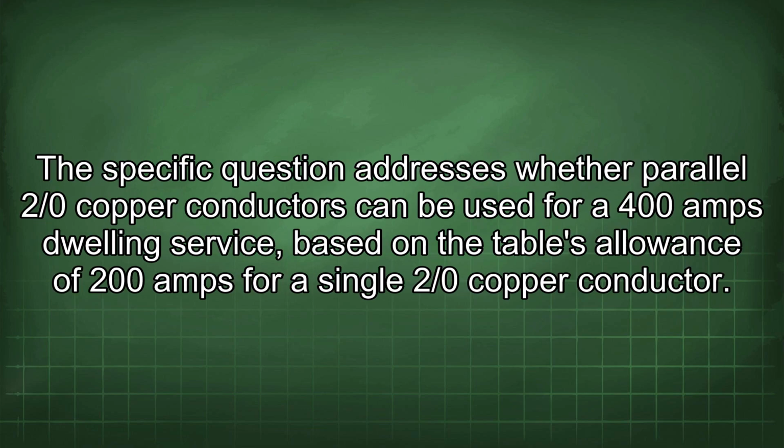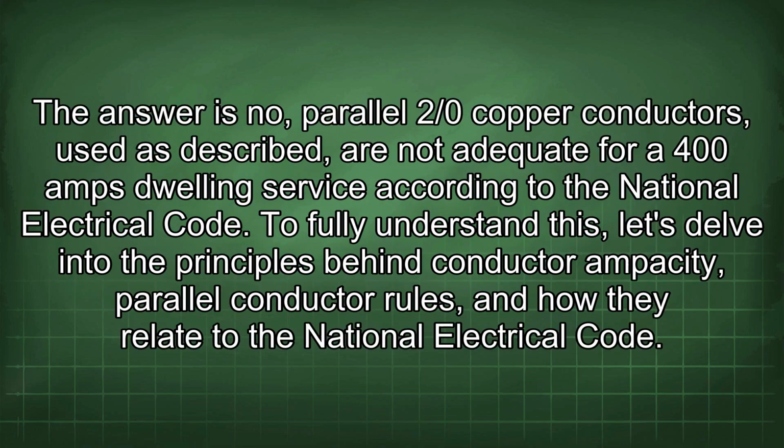The specific question addresses whether parallel 2/0 copper conductors can be used for a 400 amp dwelling service, based on the table's allowance of 200 amps for a single 2/0 copper conductor. The answer is no. Parallel 2/0 copper conductors, used as described, are not adequate for a 400 amp dwelling service according to the National Electrical Code.